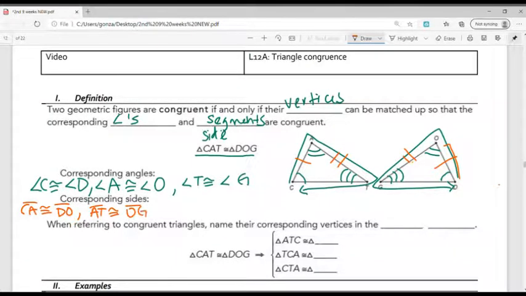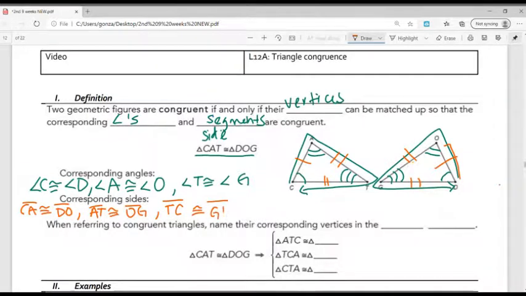And then lastly, you're going to say that you have side TC congruent with GD, or segment TC congruent with DG, or GD, just depending on the direction. All right, so when we're referring to congruent triangles, the name is going to correspond with the vertices, and it has to be, again, in the same order.